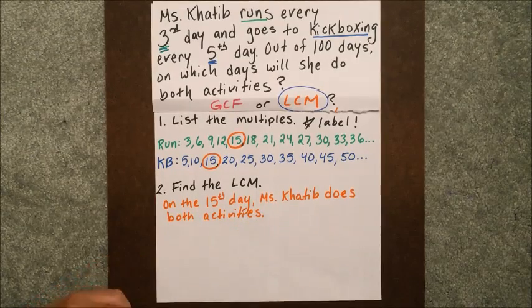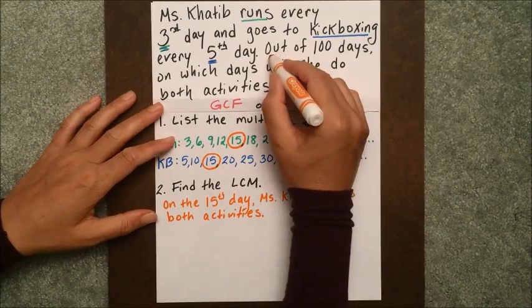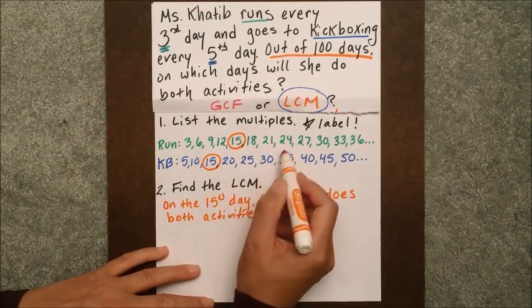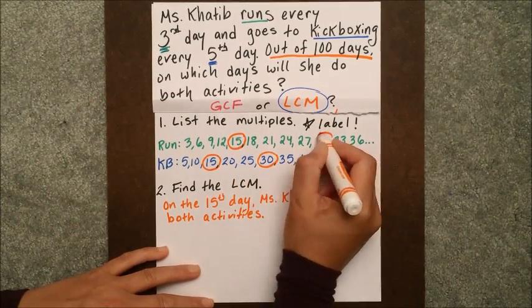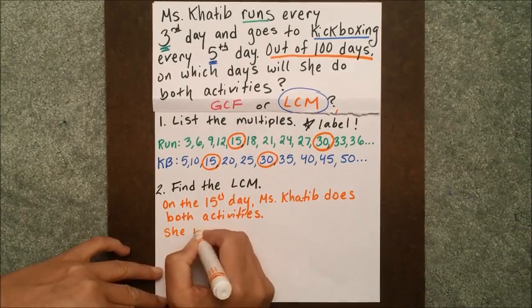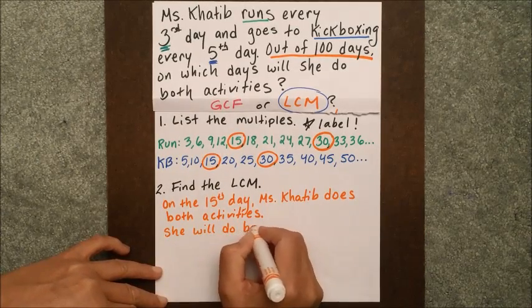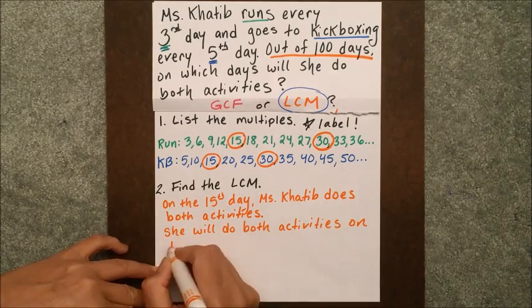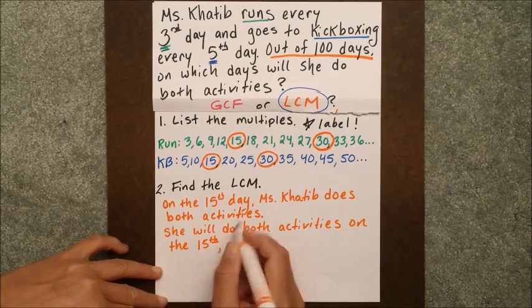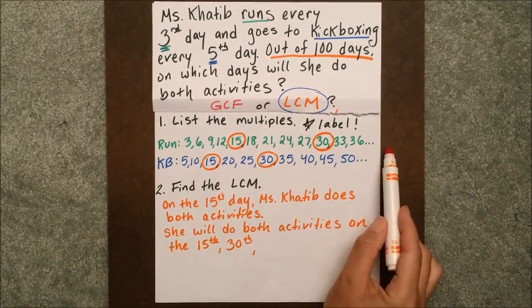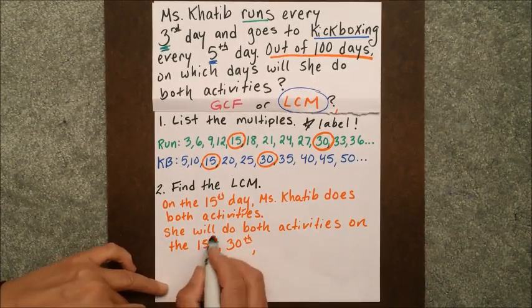And we're not done though, because the problem is saying out of 100 days, which days do both activities happen? So the next time it happens is on the 30th day. So we will rewrite our answer to include that. So we'll say that she will do both activities on the 15th day, on the 30th day, and we want to find out when it happens again, all the way up to 100 days.